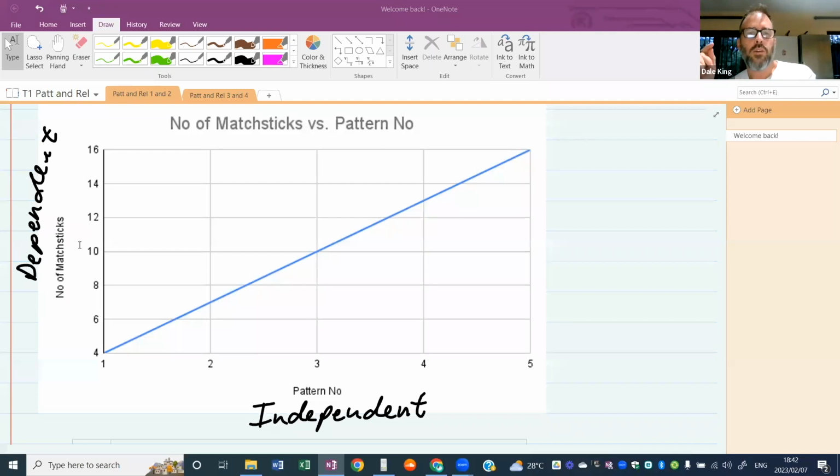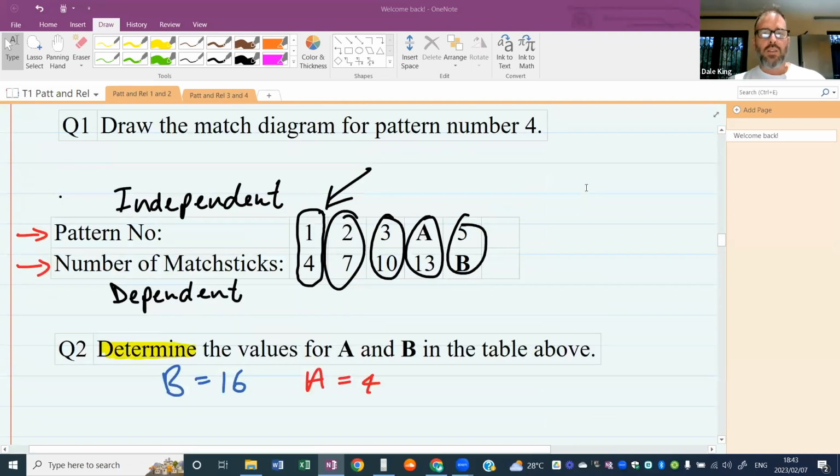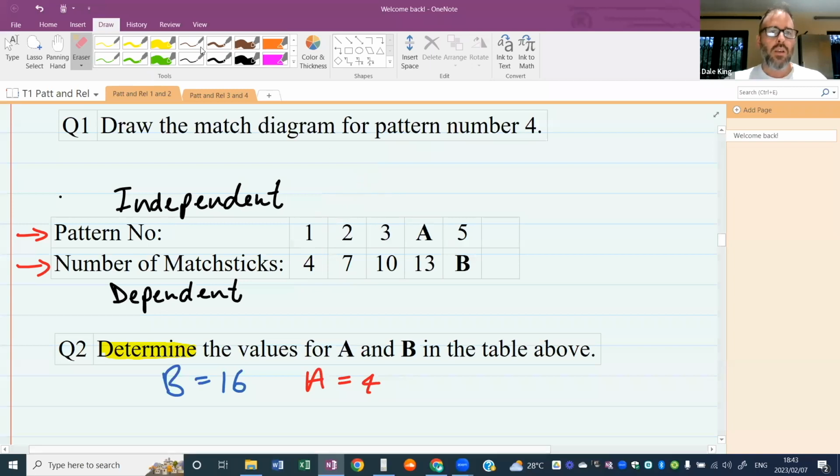You can only determine a value for the matchsticks if you give a pattern number first. So what you should be doing is drawing the x-axis values as far as you want to, and then once you've got the x-axis values, you can calculate how many matchsticks you have. But you can't work the other way around. Now, when you draw the graph, you usually draw it from data in a table. So we could take this table further to determine the matchsticks for pattern number 6.